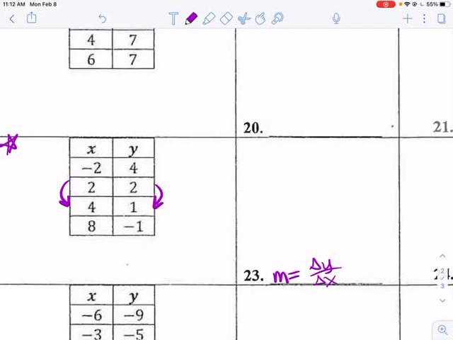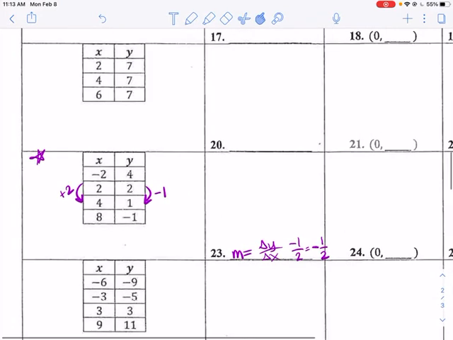So change in y is going down 1, and then 2 to 4 is going up 2. So I'm going to put my y over x, -1 over 2, and that equals negative. A negative divided by a positive is a -1/2. So there's my slope. That was actually the easy part. Now I want to find what y is when x equals 0. Unfortunately, it is not in this table.